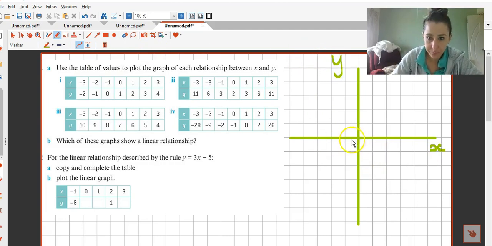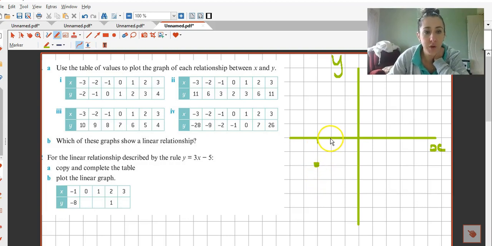y-axis. So my x, I'm going to -3, so -1, -2, -3. And I'm going down to -2, so -1, -2. So where they intersect is where I place my point, because that's the coordinate. All right, -2 and -1.